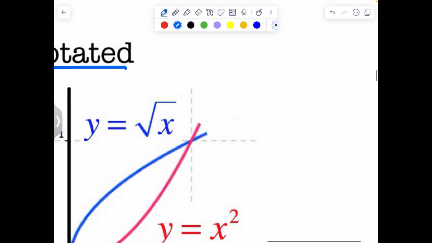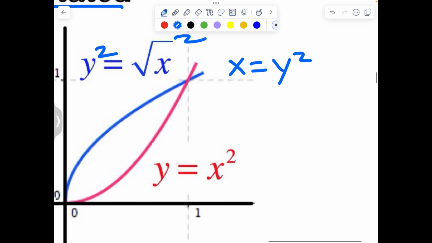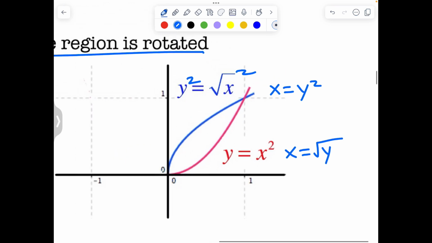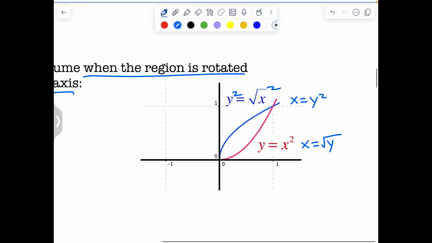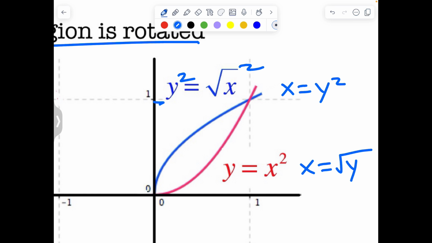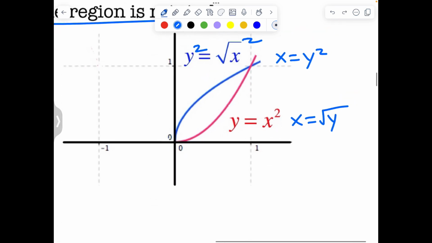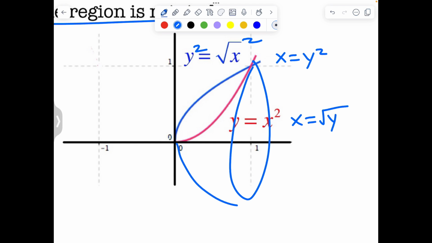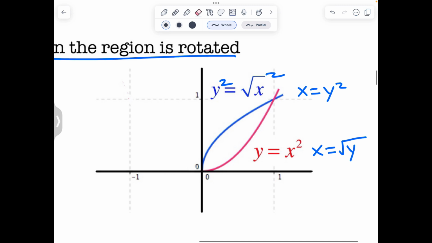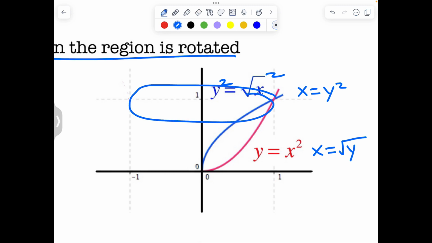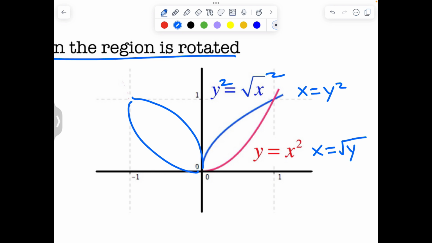It's pretty simple. You just square these: x equals y squared, and then x equals root y. So it's basically the same thing as these two equations, just switched around, and it's in terms of the y-axis. When we were talking about the x-axis, it was rotating basically like this. But now that we're rotating about the y-axis, it's going to look something like this.